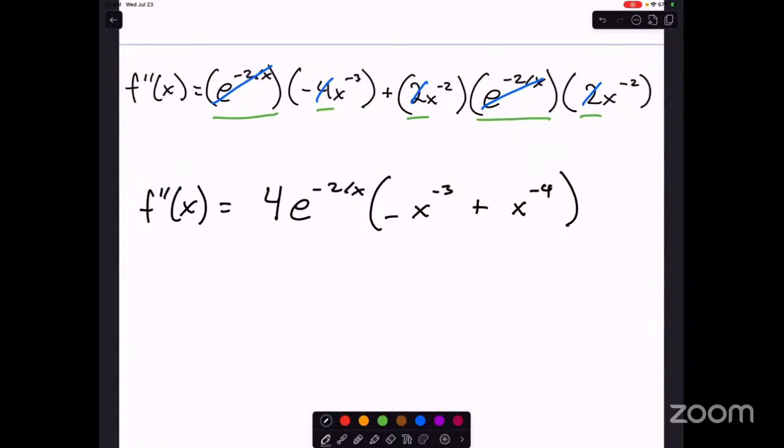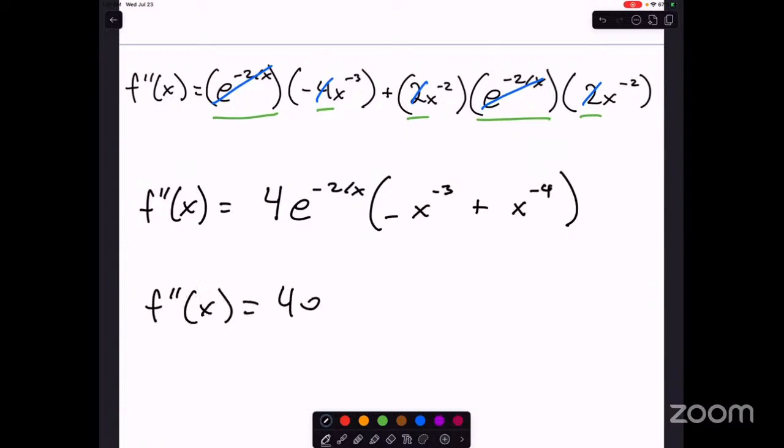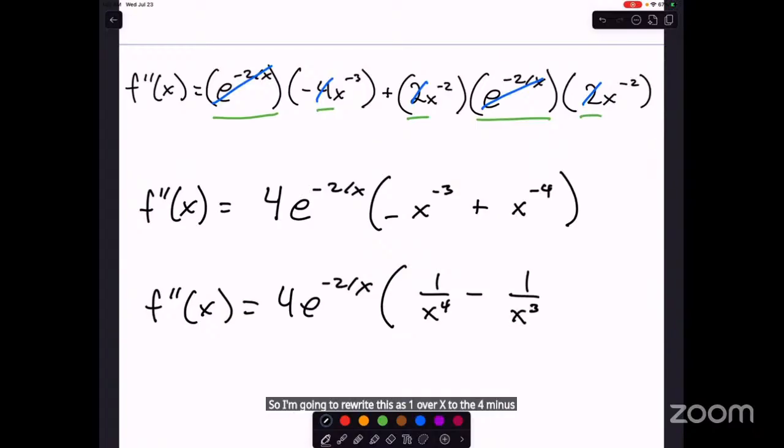Okay, I'm going to rearrange this some just to make it a little bit simpler. So I'm going to rewrite this as 1 over x to the 4 minus 1 over x to the third. Now we could factor out a 1 over x to the third from both. That'll leave us with what? 1 over x minus 1? Does that help us? Maybe.